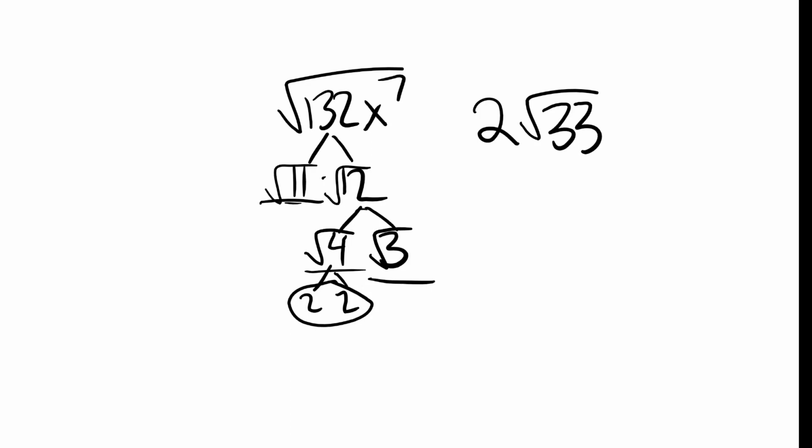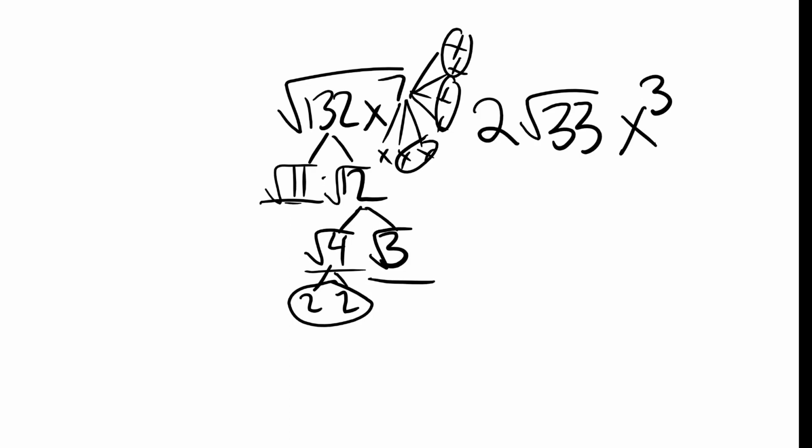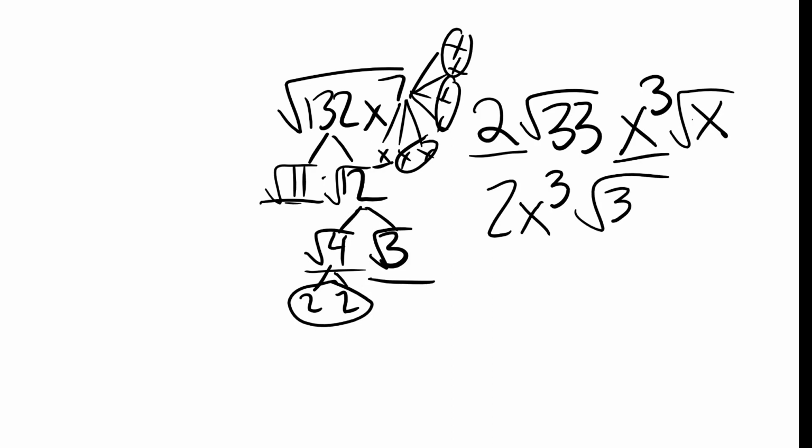Now, the x to the 7th. 1, 2, 3, 4, 5, 6, 7. You could do 7 little x's here, and circle pairs, which means I'm allowed to pull out 3 x's. So I should get an x to the 3rd. And there's one x left over that had no friends, so it's stuck inside the square root. Now, what I do to simplify my final answer is multiply the stuff that isn't in the square root, 2x cubed. Multiply the stuff that is in the square root, so root 33x. And now we're totally done. That was the play.